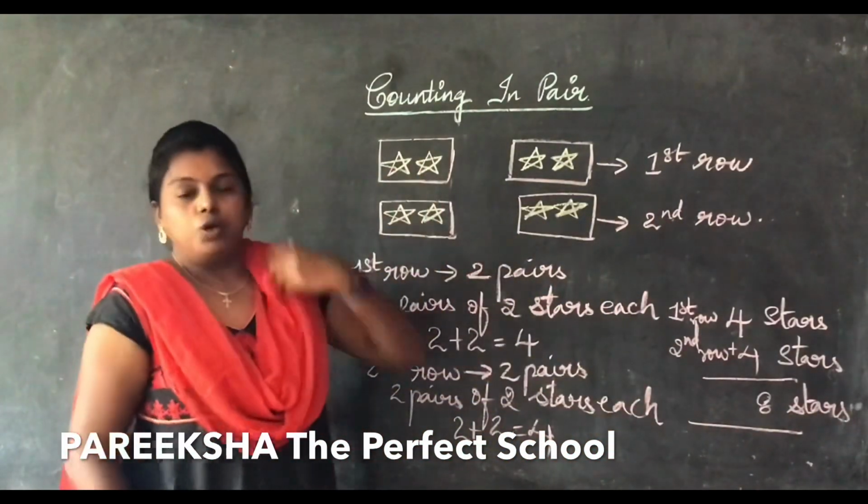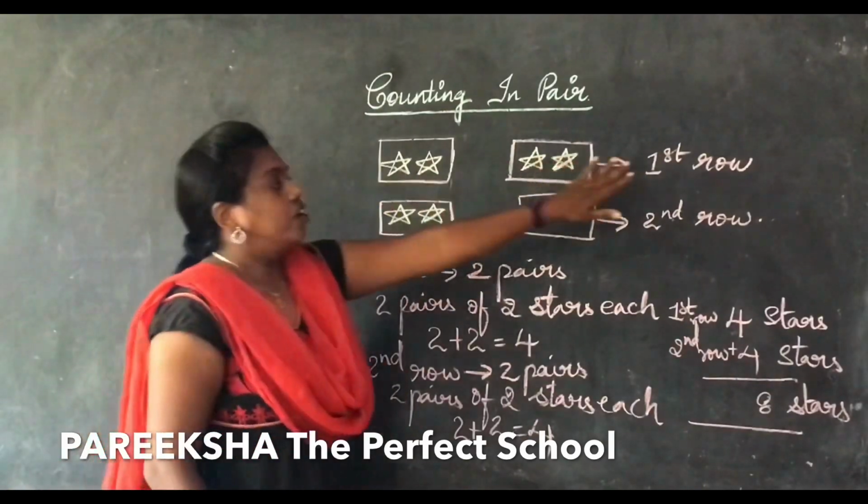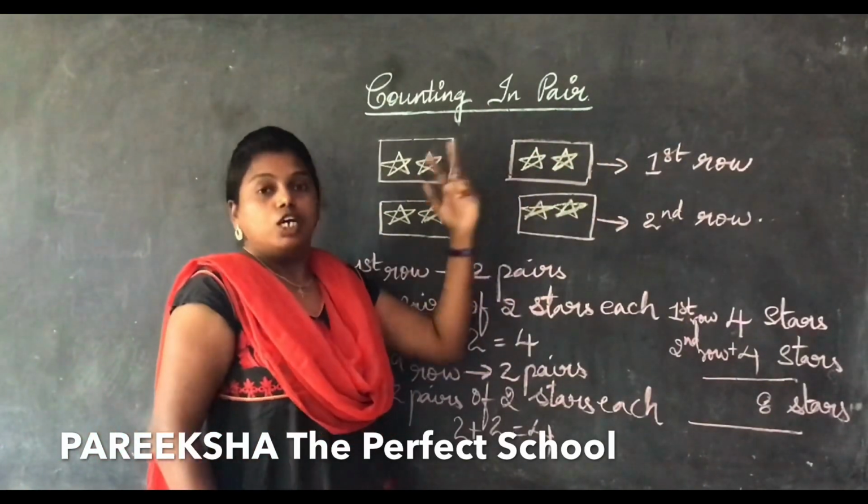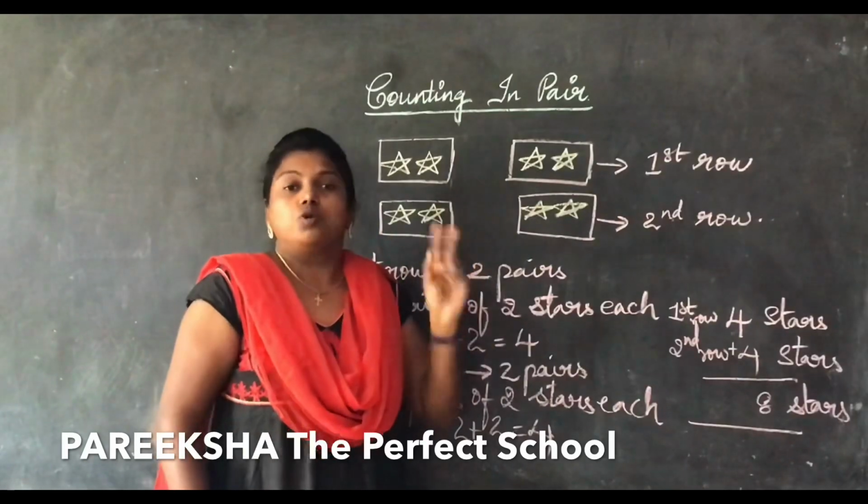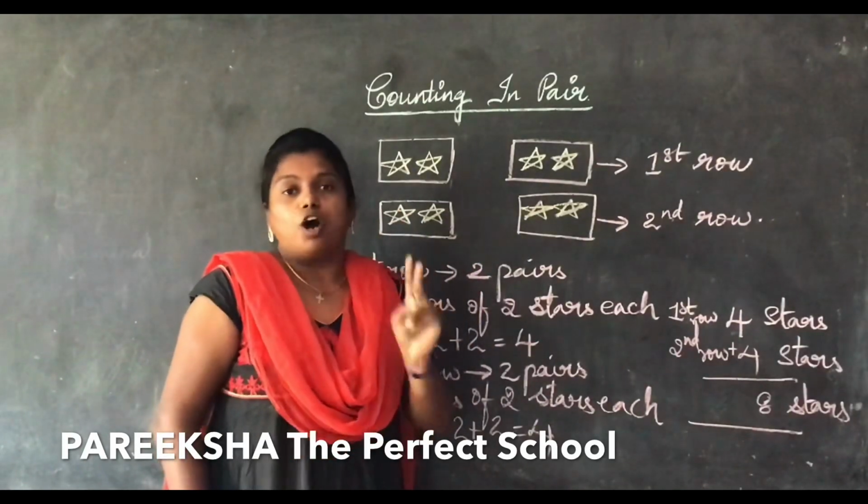Okay, once again I am going to explain this one. So in the first row, how many pairs are there? 2 pairs. Pair is nothing but a group of 2 objects.